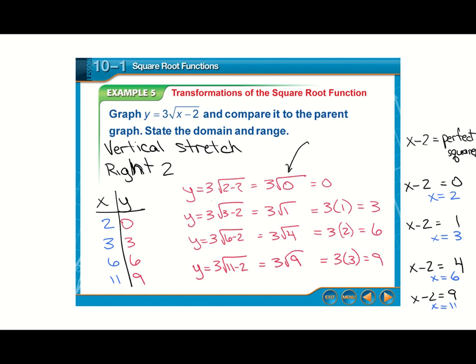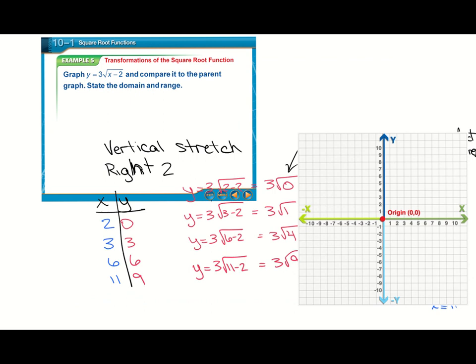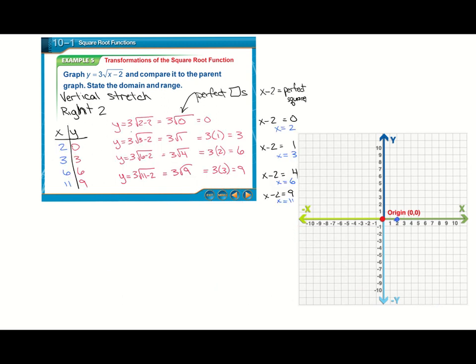Now I want you to take a second and look at all these. All those numbers are perfect squares. You don't have to do that, but it makes it so much easier to graph when you're not dealing with a bunch of decimals. Okay, so now I am going to plot all those points. I've got 2, 0, 3, 3, 6, 6, and 11, 9. So this graph looks like that. And if you compare it with what we originally thought, we thought that it was going to be vertically stretched and right 2, and that does look like what it is.